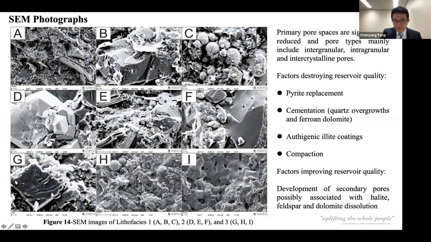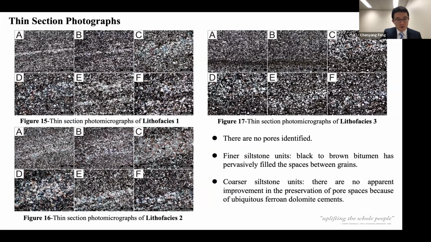However, there are a few secondary pores possibly associated with the dissolution of dolomite, feldspar, and halite, which may contribute to the reservoir quality. The poor reservoir quality is also shown by the thin section photographs. It is obvious the spaces between grains of this Montney Formation are pervasively filled by black to brown bitumen.